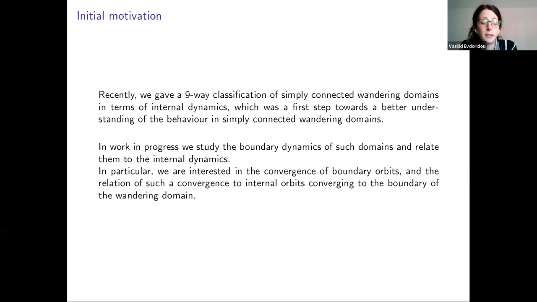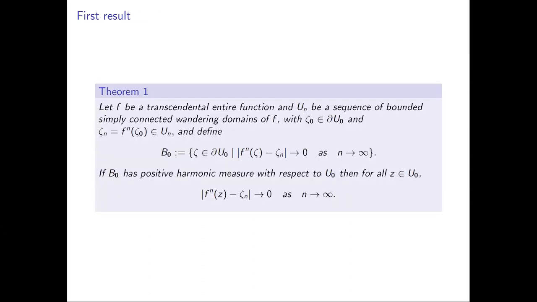And I'm going to start by giving you our first result, which relates these two things. So if we have a transcendental function f and we take a sequence of bounded simply connected wandering domains U_n, and we have a boundary point of U_0, so zeta_0 is on the boundary of U_0, and let zeta_n denote the orbit of zeta_0, then we define the set B_0, which is a subset of the boundary of the wandering domain U_0. It's exactly that set on the boundary which consists of the boundary points whose orbit tends to zeta_n.